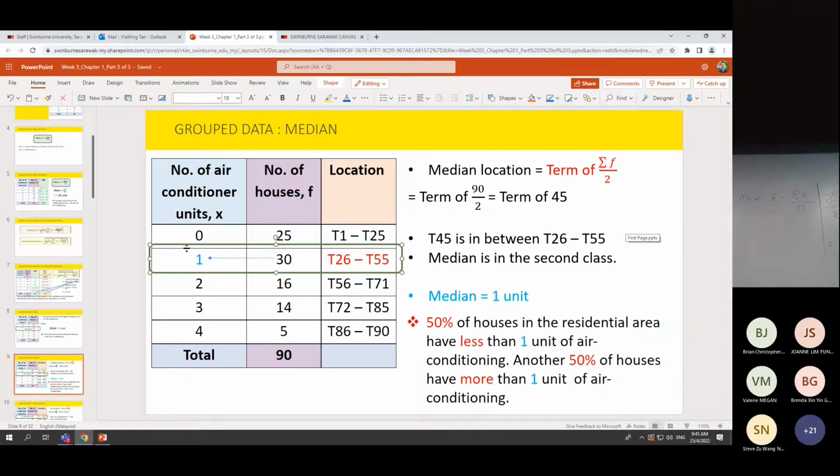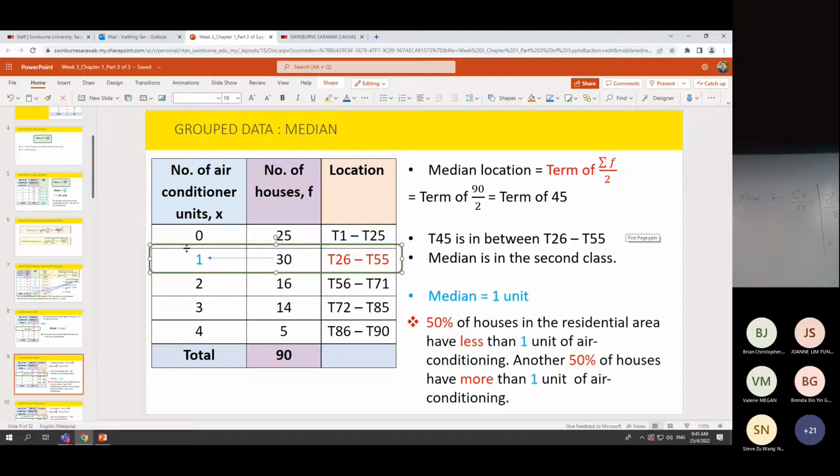In this case, it's equal to 1 unit. So what is the meaning of median equal to 1? That means 50% of the households in the residential area in KL have less than 1 unit of aircon at home, and another 50% of the households in KL have more than 1 unit of aircon.